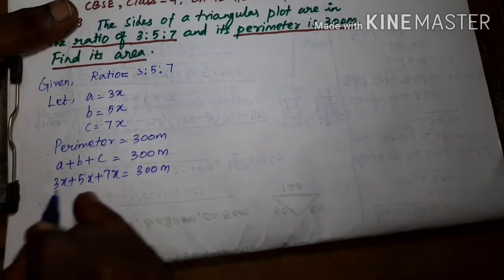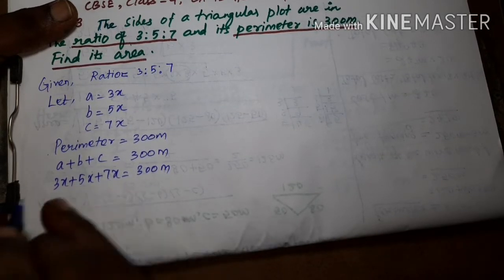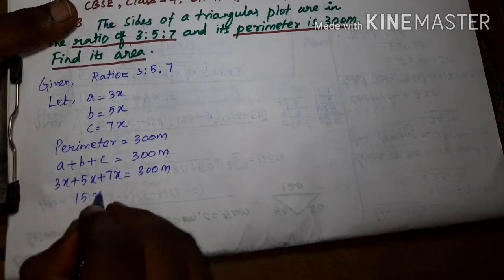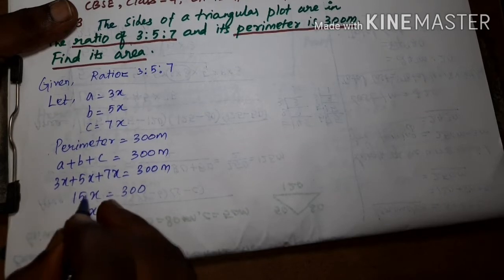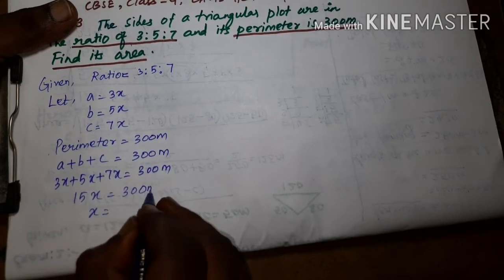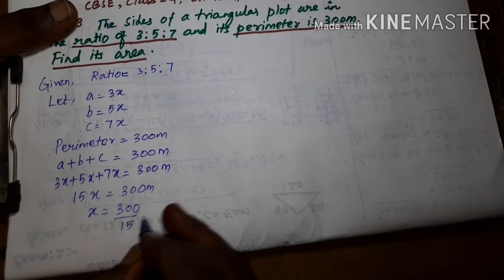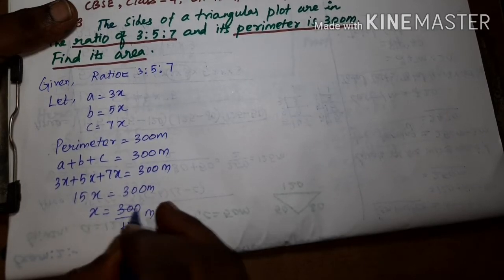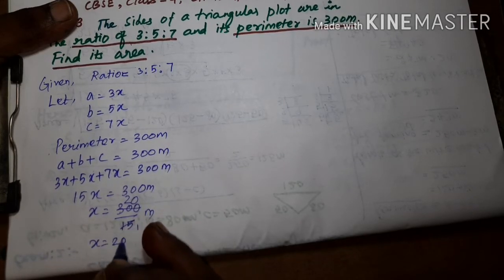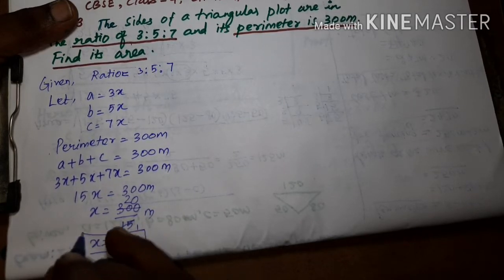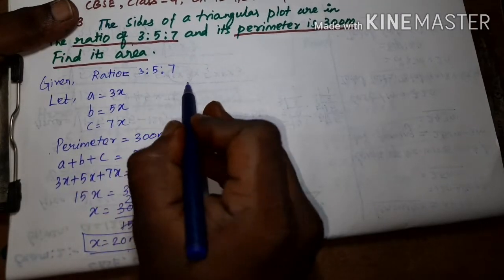And I am going to add the values now. 3 plus 5 is 8, 8 plus 7 is 15, so 15x is equal to 300, and x is equal to 300 divided by 15, since 15 is transposed to the right hand side and converted into division. One time, and then two times, remaining zeros are there, so x value is equal to 20 meter. So now I know the x value, and I'm going to apply it in each x value, and I will get the exact sides values here.